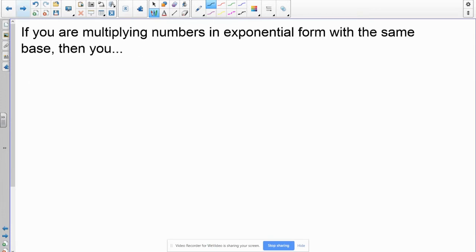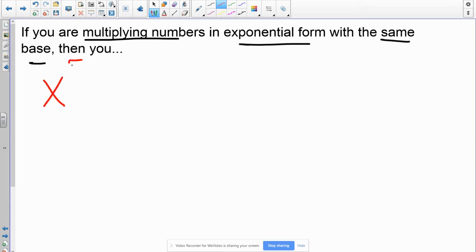So let's get started. If you are multiplying numbers in exponential form with the same base, then you... So let's look at examples. As we talk through it, at the end you'll be able to come up with a statement to finish that sentence. So, the multiplication of exponent form.